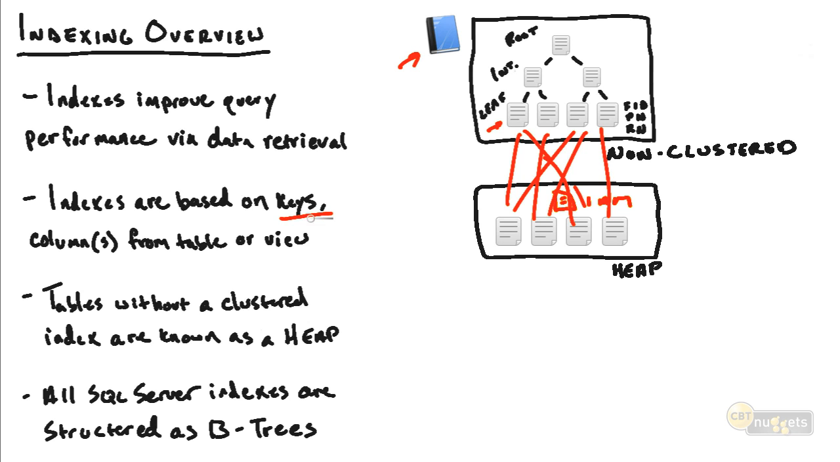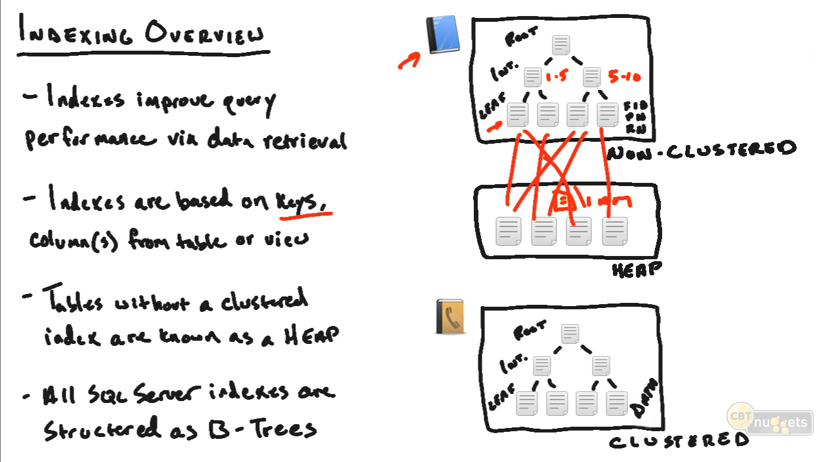This is where our keys come into play, because if we were to create an index on an integer column, these intermediate pages would just contain keys. Say this part of the tree contained keys 1 to 5, this part 5 to 10. So the root and the intermediate levels are just a navigational structure to get to the leaf pages. And in a non-clustered index, the leaf level of the index is just pointers to where the data is in the heap.